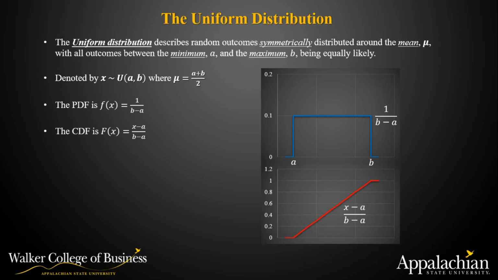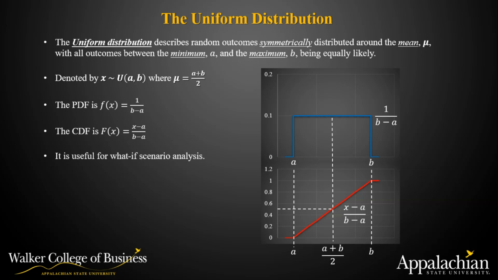The CDF looks like a straight diagonal line that starts at 0 at the point A and reaches 1 at the point B. Again, the mean for this distribution is simply the midpoint between A and B, or A plus B divided by 2. And because this distribution is symmetric, we have 50% of the distribution below that mean and 50% of the distribution above that mean. Along with being a practical way to introduce the concepts of the PDF and the CDF, the uniform distribution is also useful for what-if scenario analysis when you're trying to account for uncertainty.